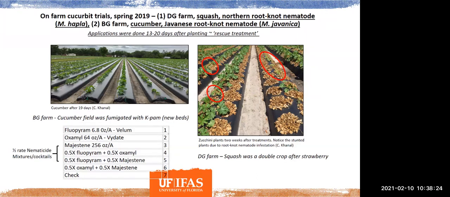So here, it was basically a rescue treatment. Our applications were done 2 to 3 weeks after planting. And the treatments we applied were, we had Velum, we had Vydate, we had Majestene, which is biological, and then we had cocktails or mixtures of the different nematicides, but we reduced the rates by half for the mixtures.